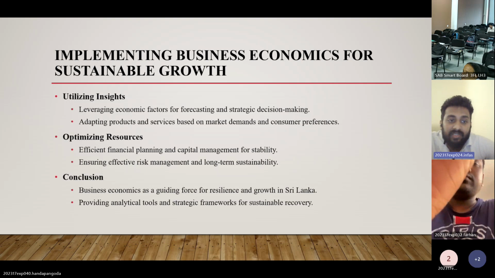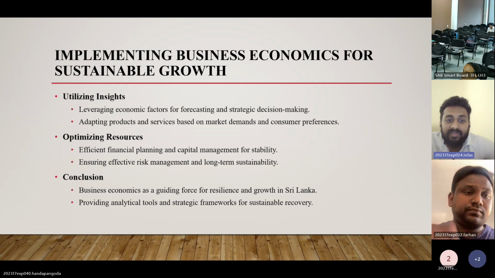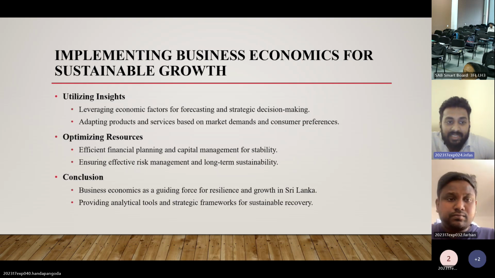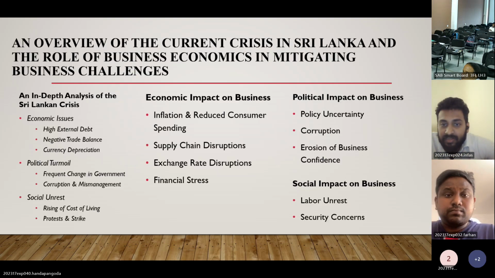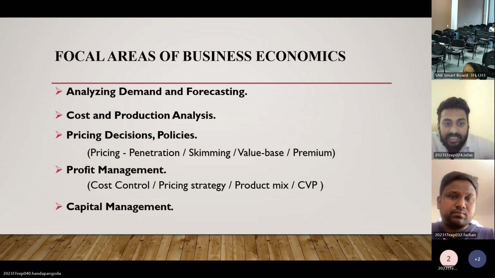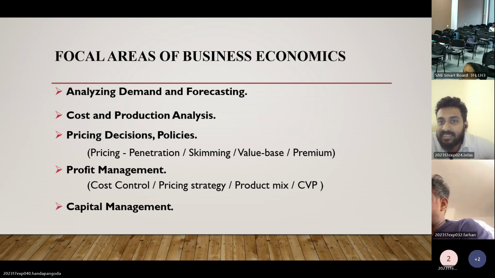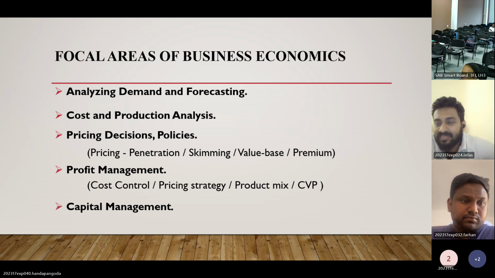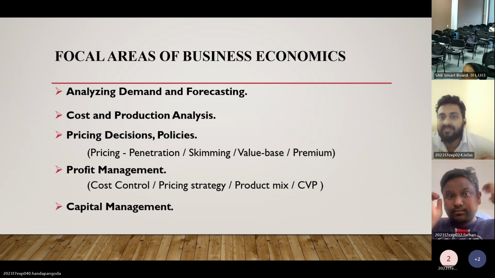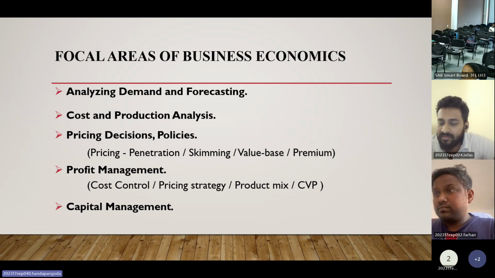As a conclusion, in Sri Lanka's economic context, using business economics is not just theory, but what to do. It helps businesses deal with problems now and grow in the long run. And my colleague will discuss the challenges of business from here. Thank you.